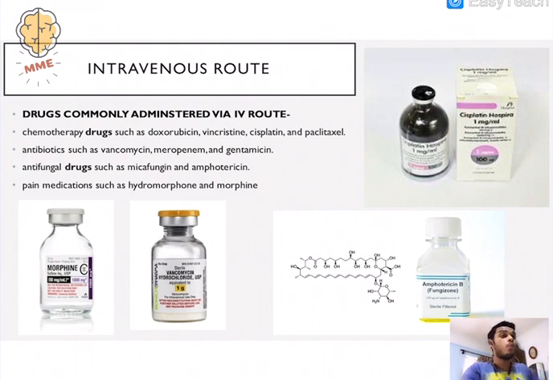Then what are the drugs which are commonly administered via the IV route? They include drugs like doxorubicin, cisplatin, and then we have meropenem, amphotericin, hydromorphone and morphine. These are the drugs which are commonly administered via the intravenous route.